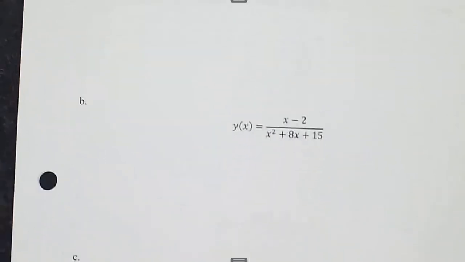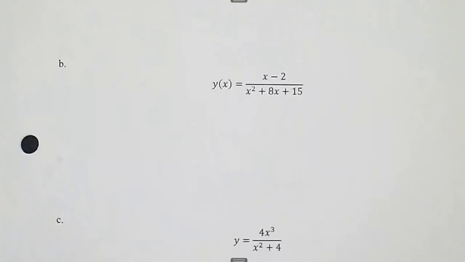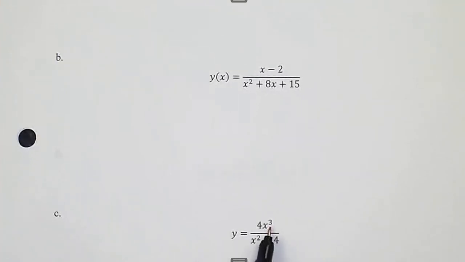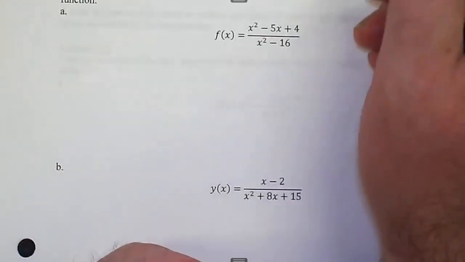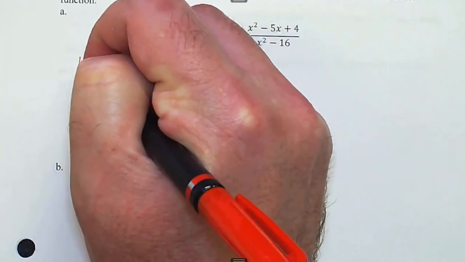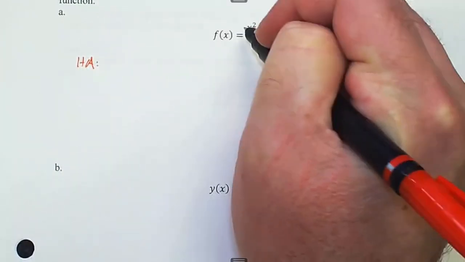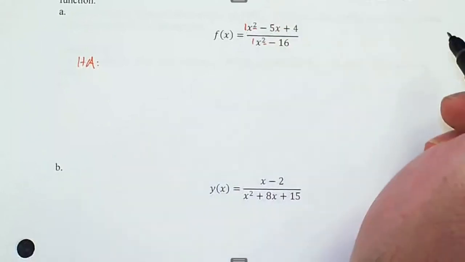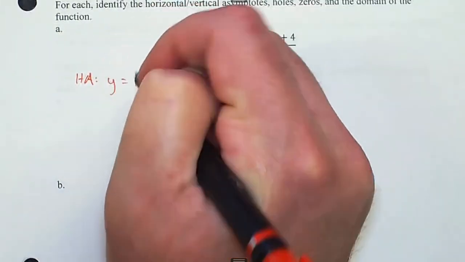Oh, yeah, let's do C. No, I'm going to do A. C doesn't have that many interesting things. There's no horizontal asymptote because the degree is bigger on top than on bottom. Go ahead. What's the horizontal asymptote? Yeah, because why? Same degree. And the ratio of the leading coefficients, there's an implied 1 in front, is 1 over 1. So there it is. Okay?